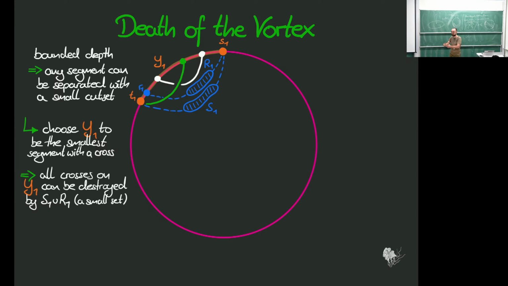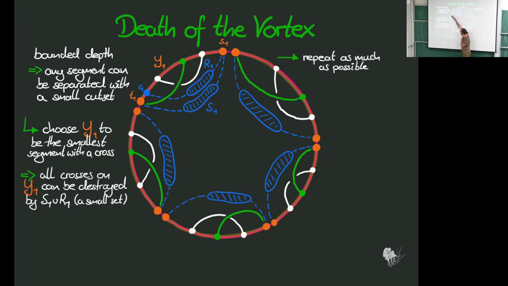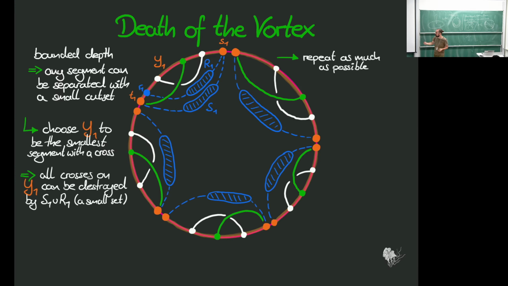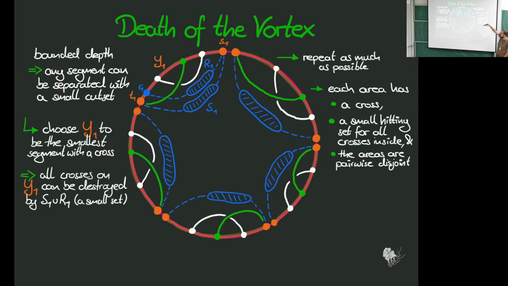And then just continue. Once I've selected this segment, I build the next segment here with the same property. So this should be the smallest one, such that after deleting this in the graph where this is already deleted, here is a cross. And I continue doing this, and just get a large collection of these. So each area will have a cross, a small hitting set for all crosses that are inside, and these areas by construction are pairwise disjoint.